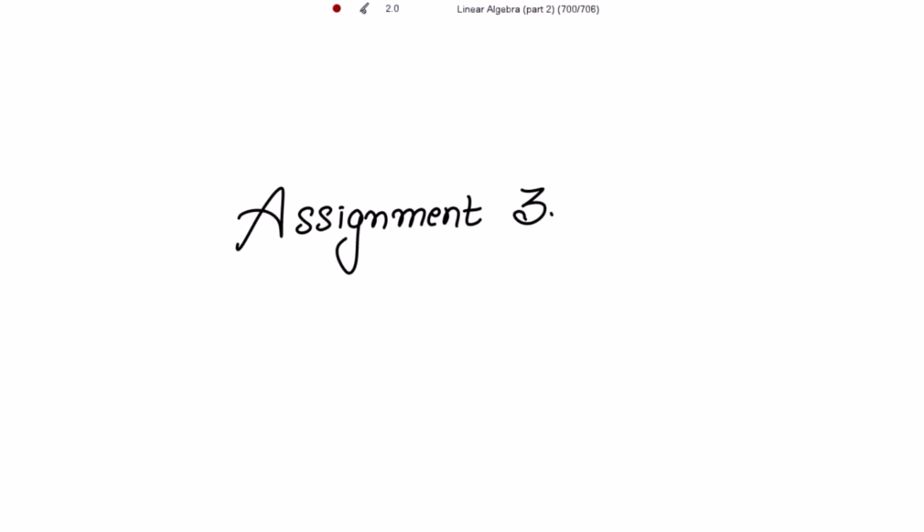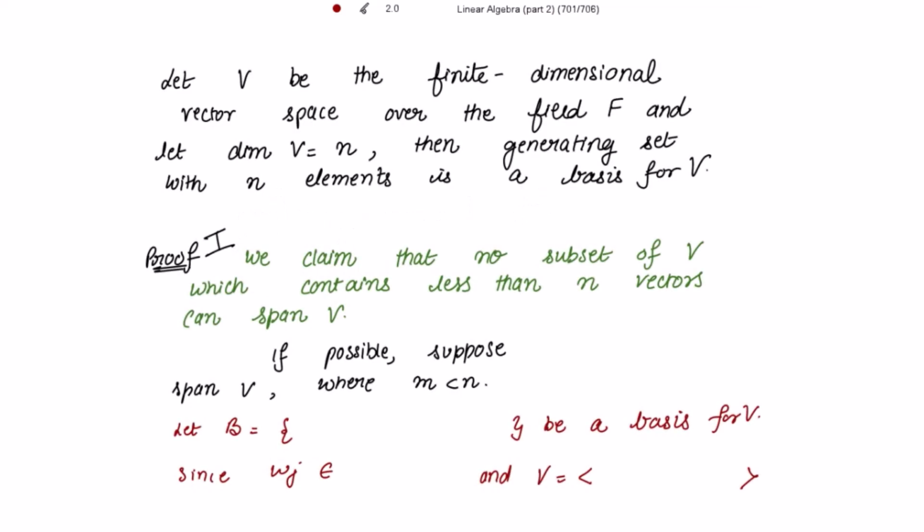Next, assignment 3. Let V be a finite dimensional vector space over the field F and let the dimension of V be equal to n. Then a generating set with n elements is a basis for V. This we have to prove. It is given to us that the dimension of V is equal to n, and we have to prove that a generating set with n elements is a basis for V.